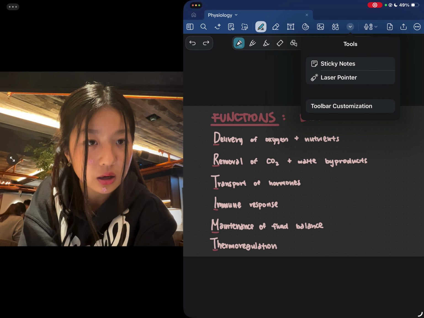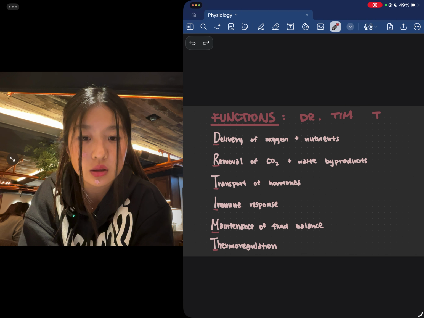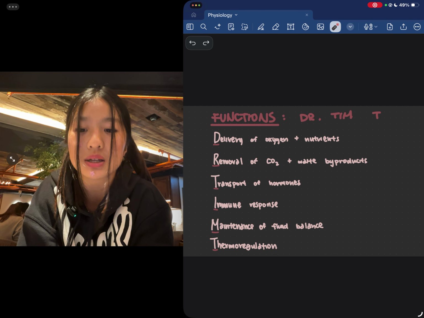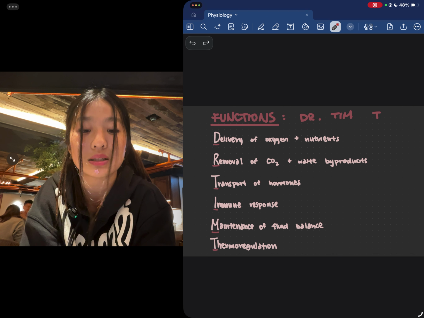An immune response is necessary because we need our body to fight off infections. The fifth one is maintenance of fluid balance to keep our body functioning and stable. And the sixth one is thermoregulation.